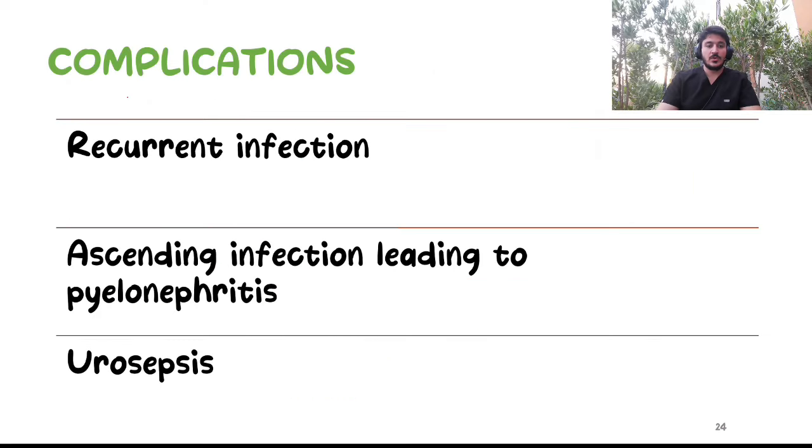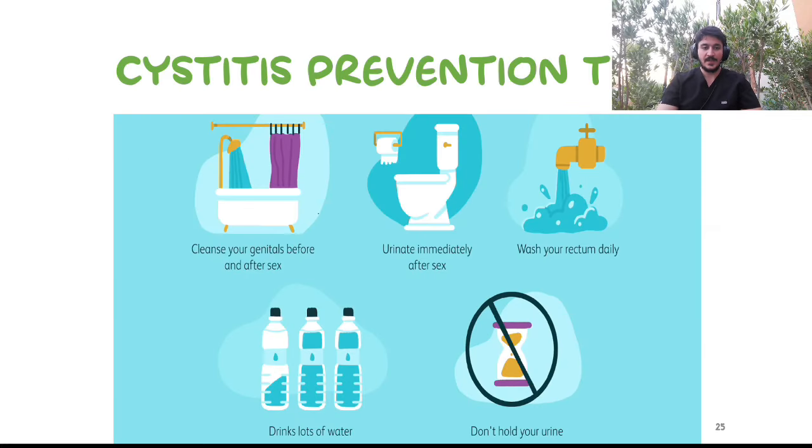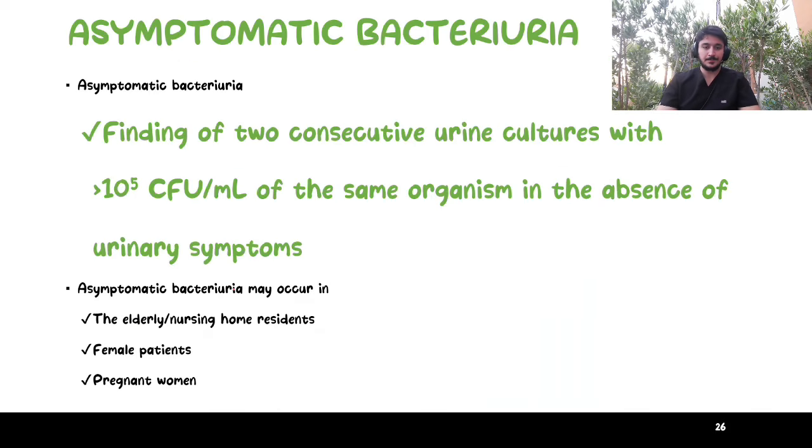So what are some complications? These complications happen for all types of UTI. Probably you'll see the same slide over and over again, which is recurrent infection, ascending infection leading to pyelonephritis and sepsis. But how to prevent cystitis? You can read this on your own. It's not that important. It takes 3 seconds to understand.